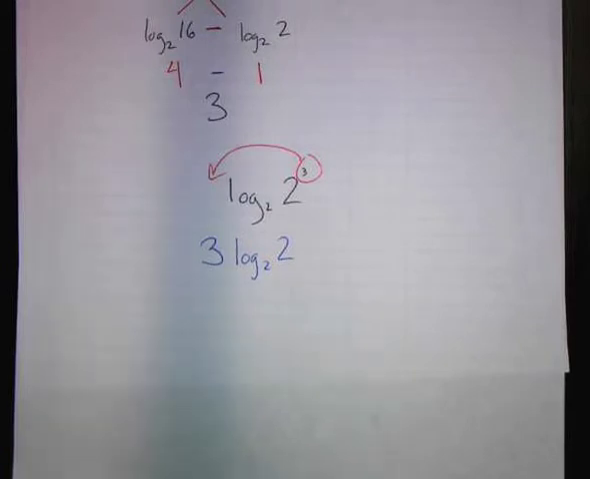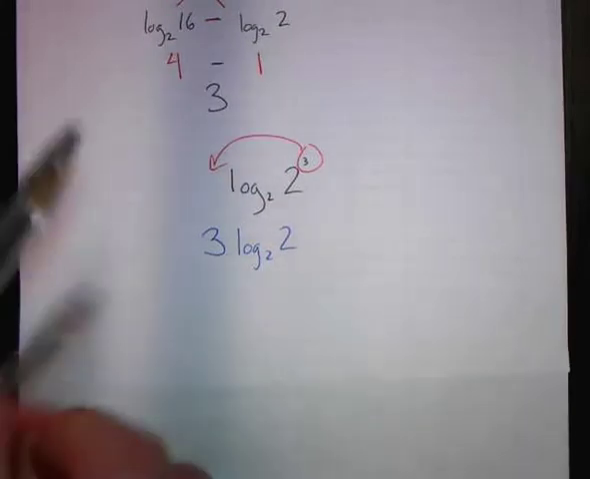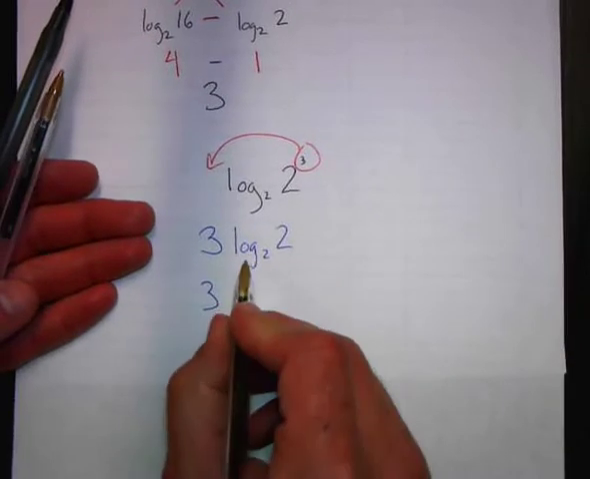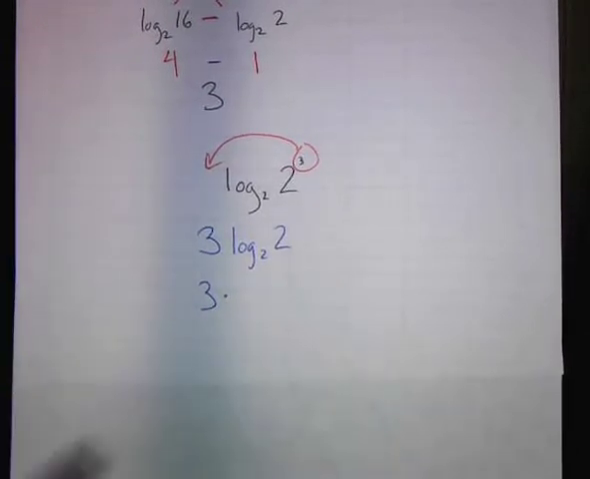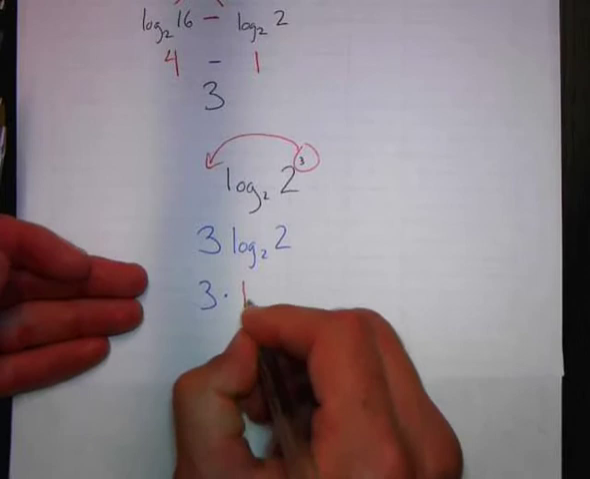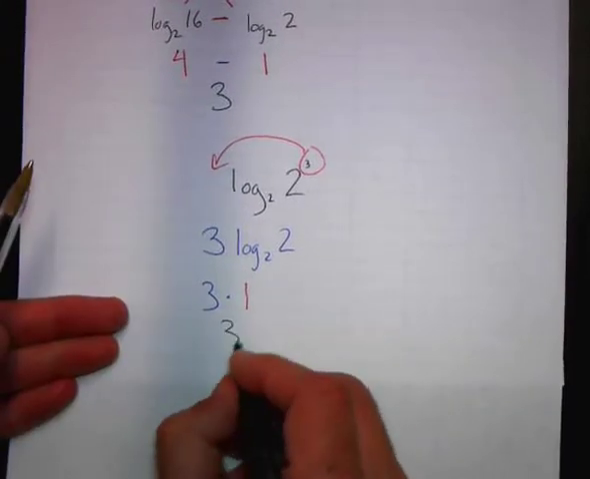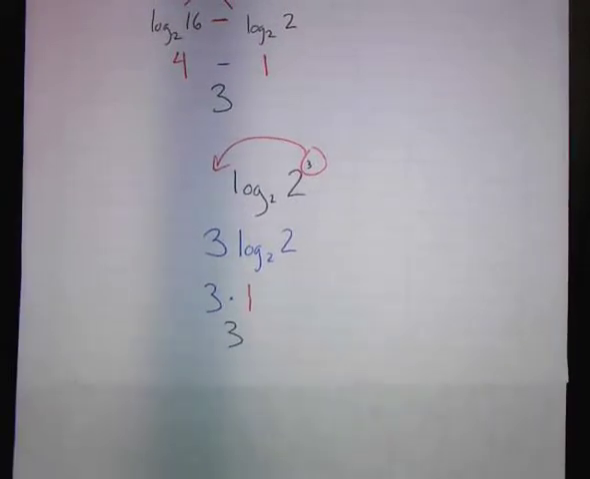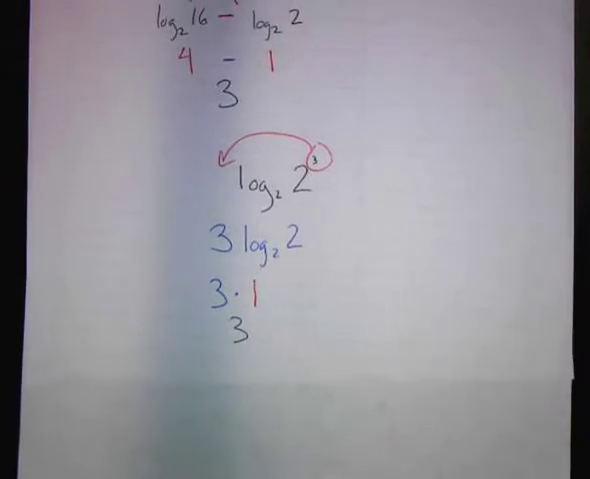Does that hold true? Okay, so we know 3 is 3, right? Got that. And then what's the log base 2 of 2? Is 1. And 3 times 1, 3. Amazing. So that totally works as well, right? We have that property of logarithms. So we have a third property of logs.